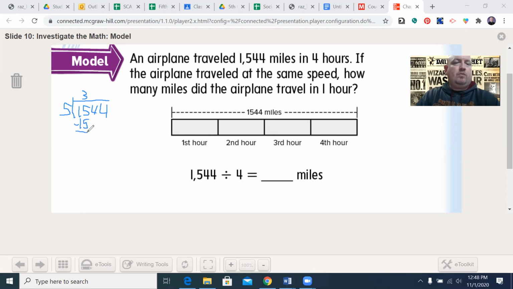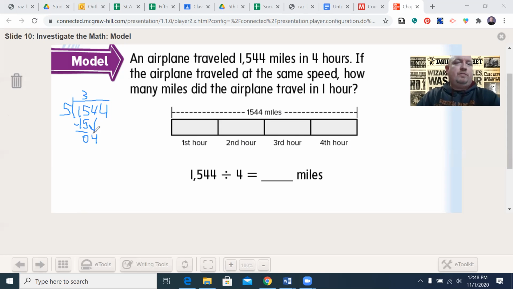Subtract. What's 15 minus 15? 0. Now I check. Is 0 less than 5? Yes. So I'll bring down. We get a 4. Of course, I just realized that I'm dividing by 5 instead of 4, but we'll do them both.